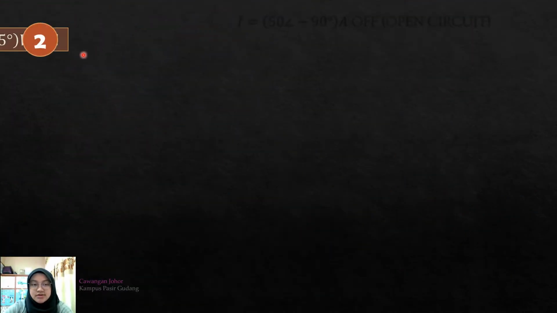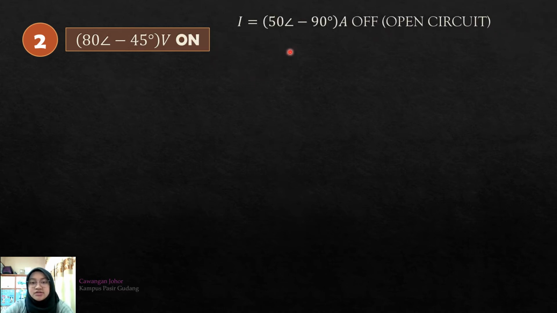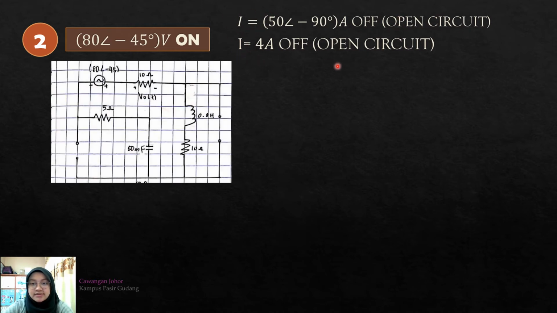The second source that I've considered to be on is the voltage source, which is 80 angle minus 45 degree volt. And the other two sources will be off. So both of the other sources are current sources, so they will be open circuit. So the diagram will be like this: open circuit and open circuit.